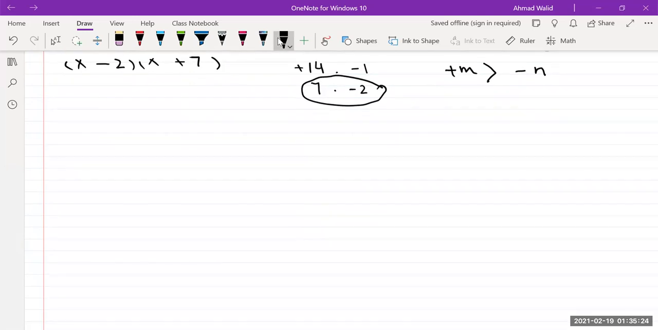Case 3. Let's say x squared minus 6x plus 9.